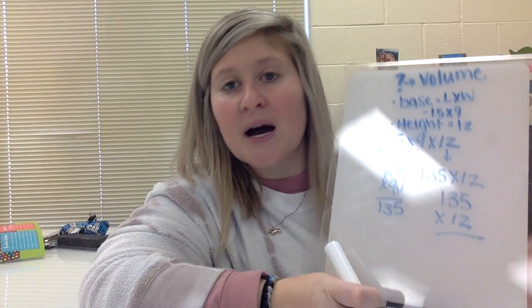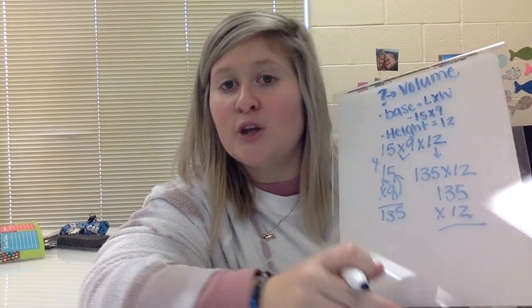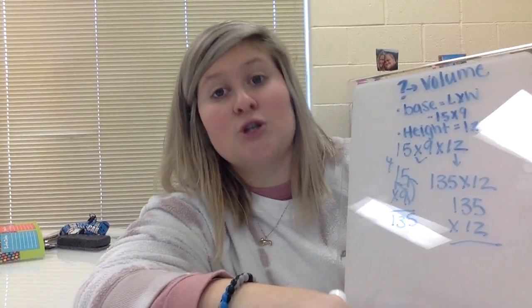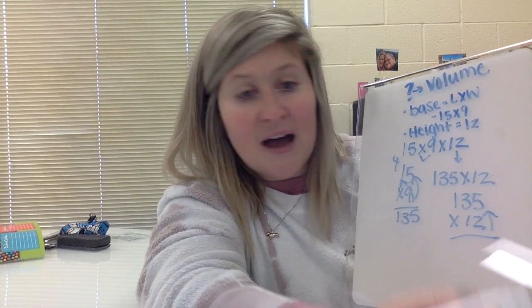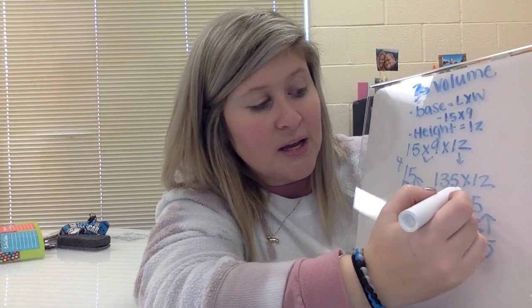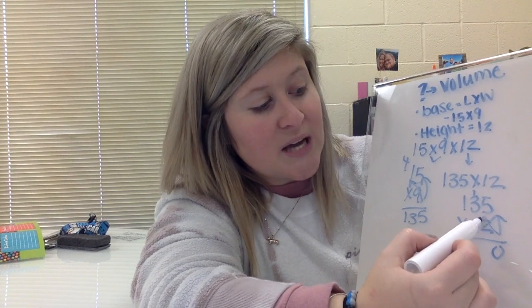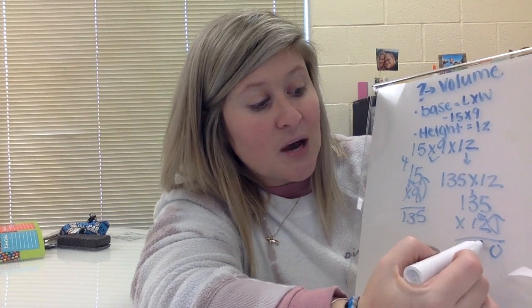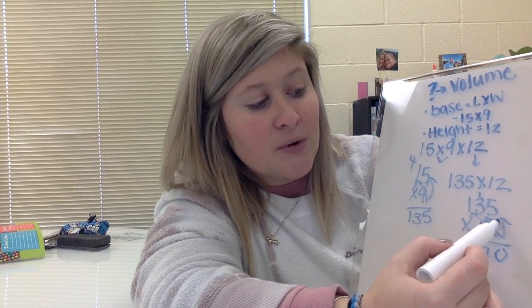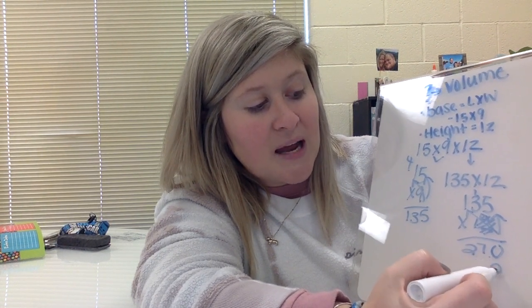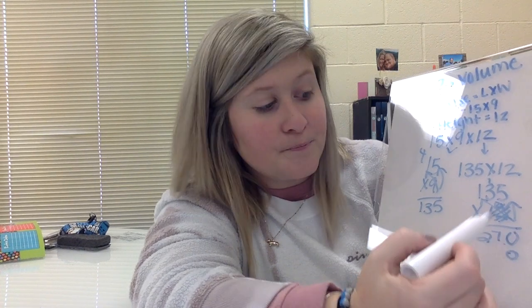And again, if you need the box method or you need anything different, then you work it out and then come back and make sure our answers match. So I'm going to start with the 2. 2 times 5 is 10, so I'm going to put 0, carry my 1. 2 times 3 is 6, plus that 1 is 7. 2 times 1 is 2. Now that I'm done with that 2, I'm going to cross it out, and I'm going to add a place value down below.